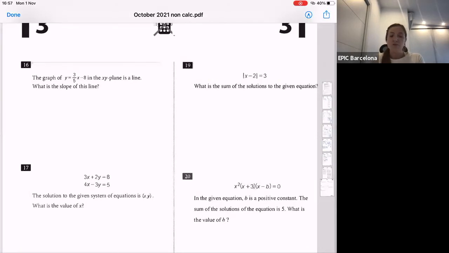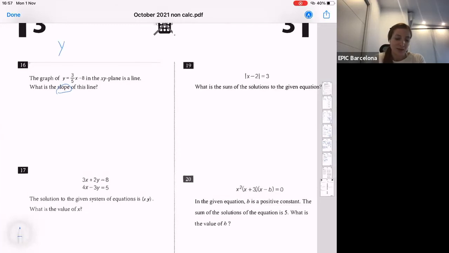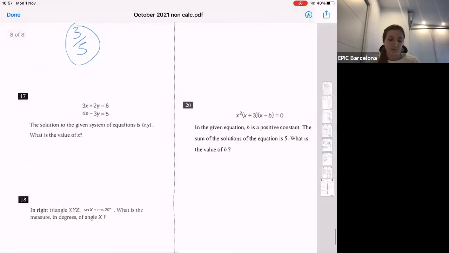16. The graph of y equals 3/5 x minus 8. What is the slope of this line? This is literally, if you know y equals mx plus b, remember, m is always the slope. That correlates here. The answer is just 3/5. Number 16 is really that easy. That is insane in a good way.